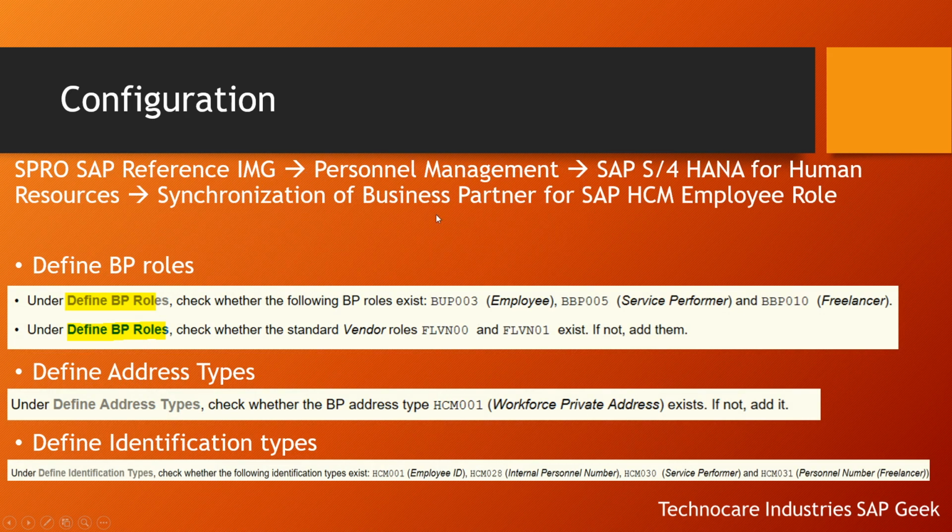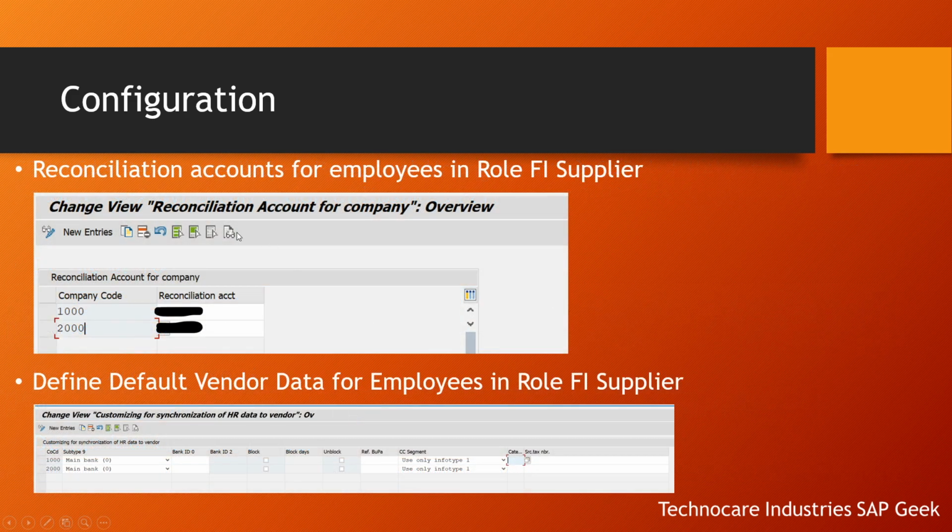In this path, you'll get define BP roles, define address types, define identification types, and later on you'll find reconciliation accounts and default vendor data. So, reconciliation account for employees in role FI Supplier. Here we give, company code wise, whatever reconciliation account is created by FI, that should be used for reconciliation while posting data to employee vendors or employee customers.